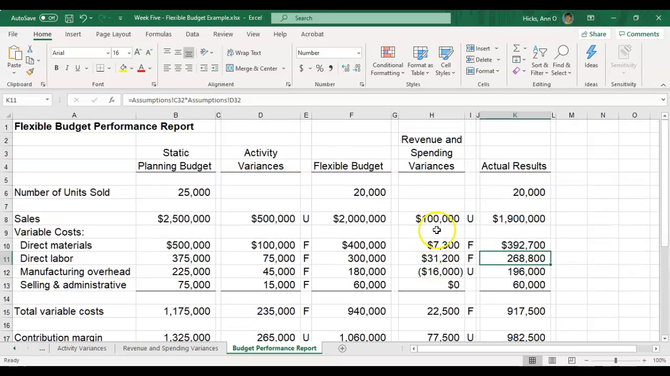So there's no new information in this report from those two previous worksheets. It's just that all of the information is in one place.